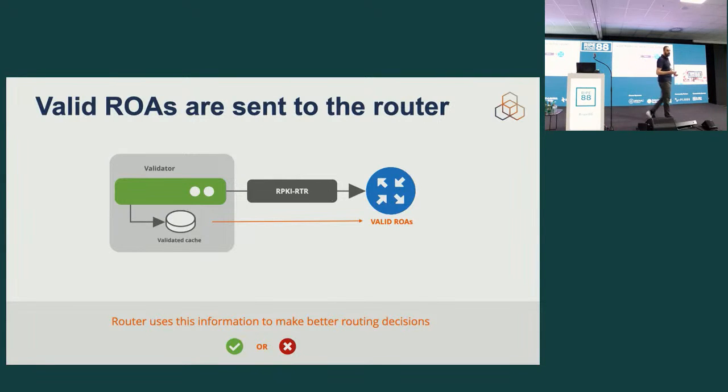So we need to have the RTR protocol supported on the router. RTR stands for RPKI to Router. All right. So the validator will push, or most probably the more accurate description is that the router will connect to the validator and pull the validated cache using the RTR protocol.